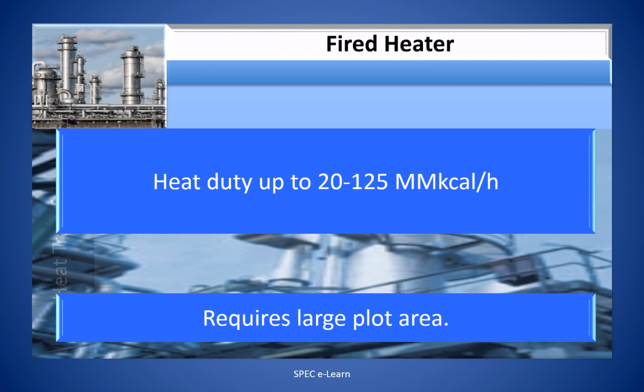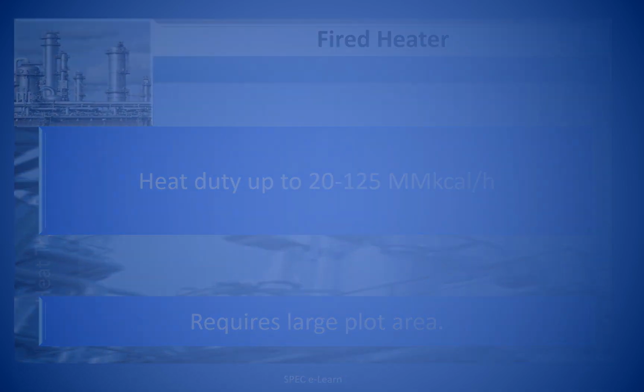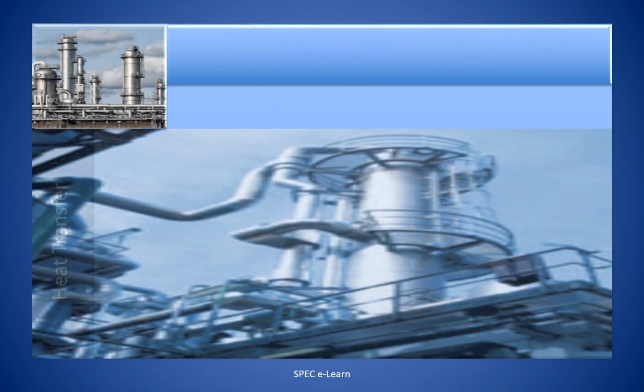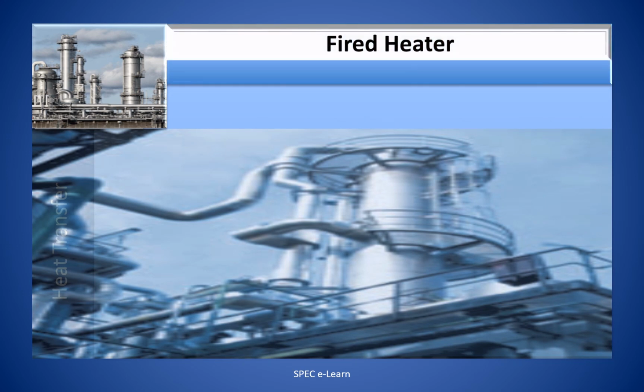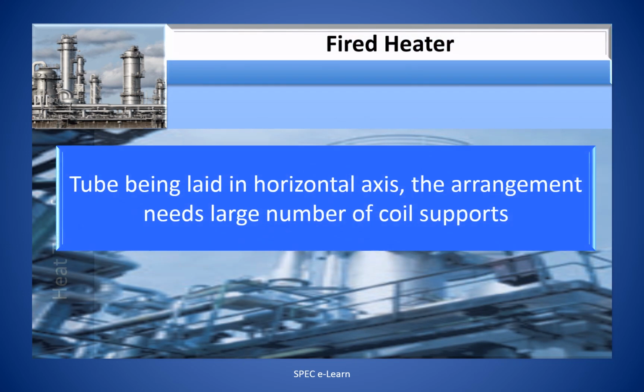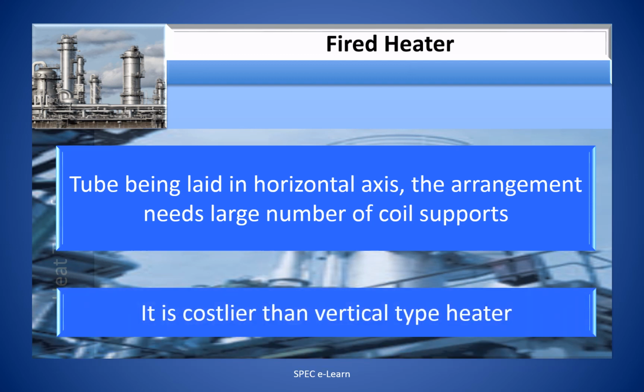It requires very large plot area. The tube being laid in horizontal axis, the arrangement needs a large number of coil supports. It is costlier than vertical type heater.